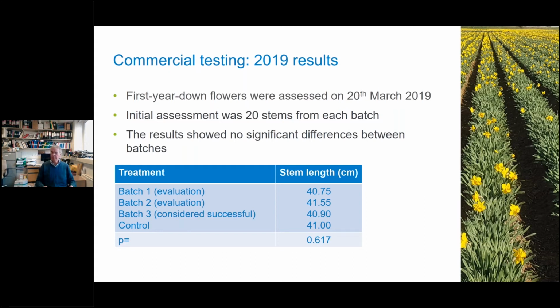And we looked at 3 batches. Batches 1 and 2 were just evaluation, where Ewan and I were playing around with the concentrations and just trying to get it right. But even those, and we dismissed them as not being that great, when you look at the flowers, it didn't actually make a huge amount of difference. The third batch, which is where we considered we'd got the optimum amount of chlorine dioxide, was pretty much the same. There were no obvious differences between any of them and the control. So at this stage, we're very happy. We're not really looking for improvements. We were really looking for detrimental effects.